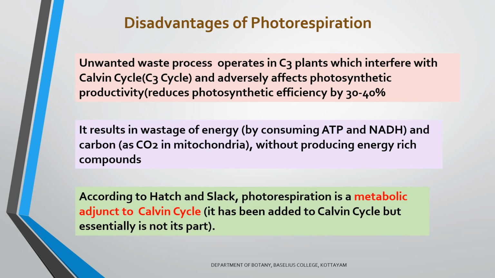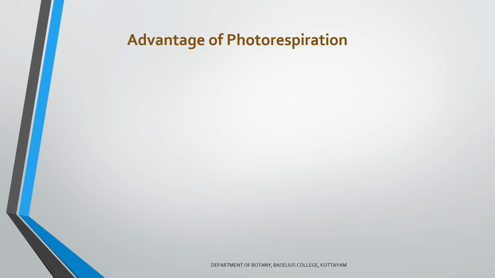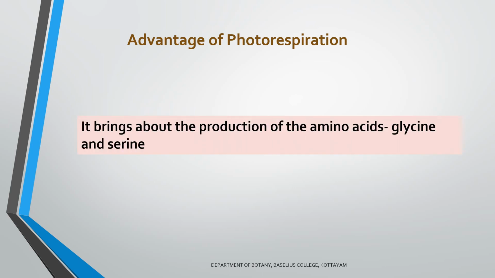According to Hatch and Slack, photorespiration is a metabolic adjunct to the Calvin cycle. That means it has been added to the Calvin cycle, but essentially it is not its part. So because of this addition, the photosynthetic efficiency is much reduced. Is there any advantage for photorespiration? Not that many advantages are known for photorespiration. The only suggested advantage is that it brings about the production of amino acids, glycine and serine.